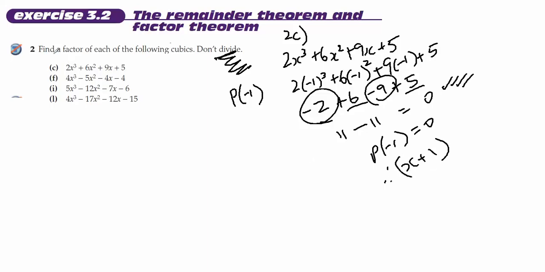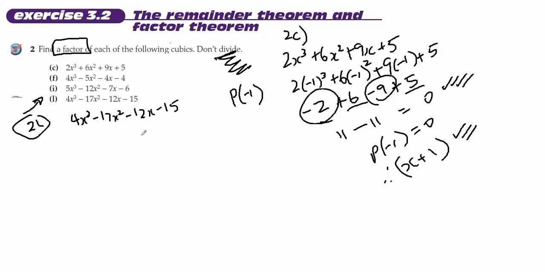The question asks, find a factor. I found a factor, x plus 1. If I now consider the last question, 2l: 4x cubed minus 17x squared minus 12x minus 15. Okay, so I might start with p of 1, which gives me 4 minus 17 minus 12 minus 15.